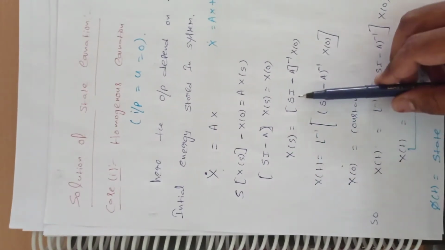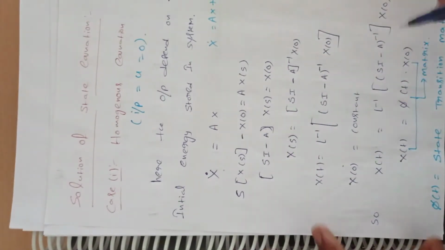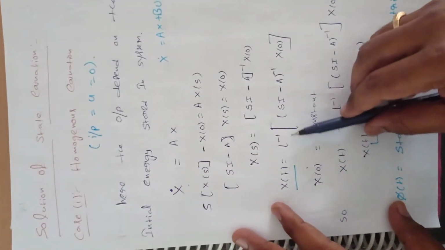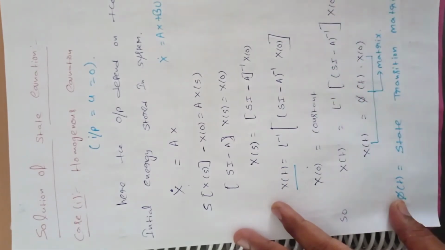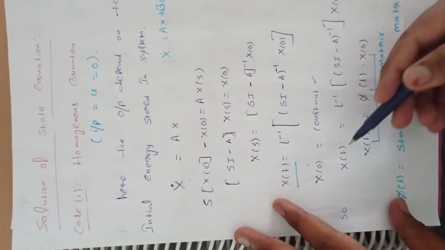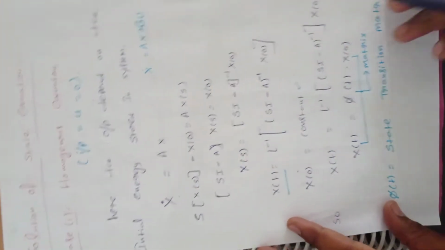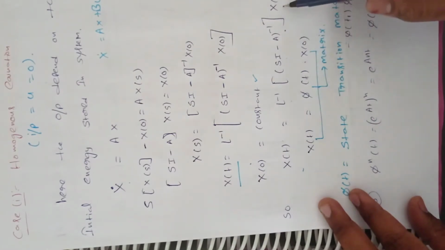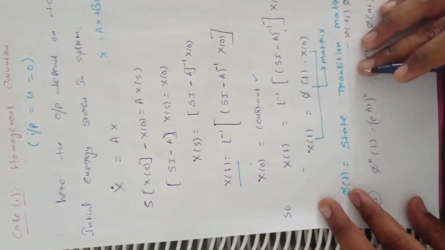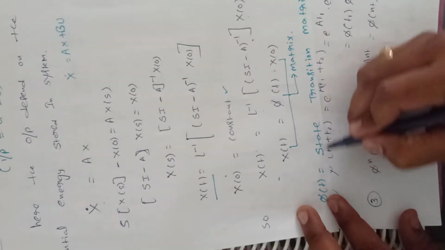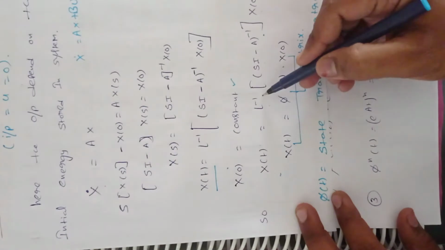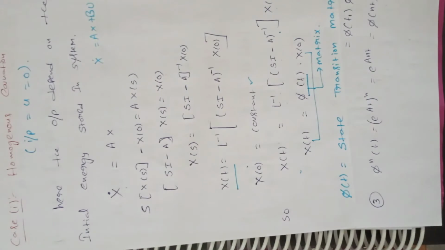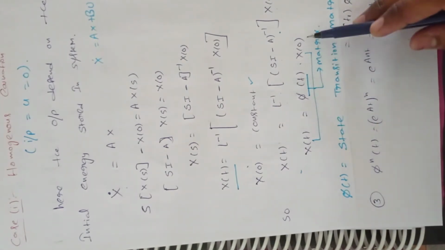From this, X(s) = (sI - A) whole inverse X(0). What is our motive? We should find the time domain equation x(t) = Laplace inverse of (sI - A) whole inverse into X(0). Here X(0) is a constant, so there is no need to apply the Laplace inverse for that constant. Then x(t) = L inverse of (sI - A) whole inverse X(0). This L inverse of (sI - A) whole inverse we call the state transition matrix. Laplace inverse means in terms of time domain, so we denote it with phi of t, the state transition matrix. x(t) = phi(t) x(0).